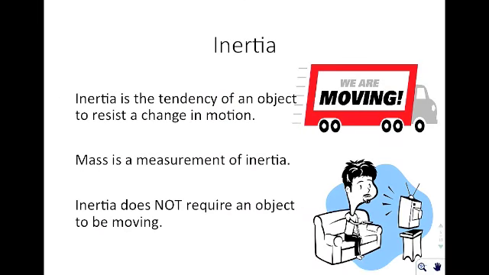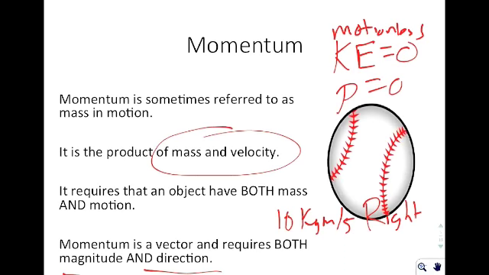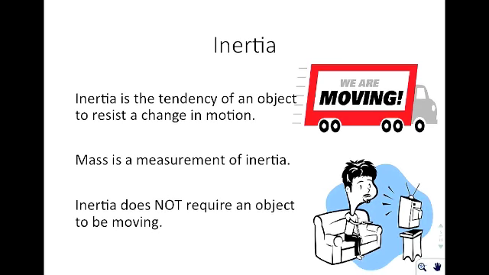So inertia. Now inertia is a little bit different. Inertia is the tendency of an object to resist change in motion. We did discuss inertia a little bit earlier with force whenever we talked about the law of inertia. We're going to define inertia as mass. Mass is the measurement of inertia, or the tendency of an object to resist its change in motion. So here, momentum, you cannot have momentum if the object is motionless. Here, inertia we're going to define as mass. An object can have inertia if it's not moving.